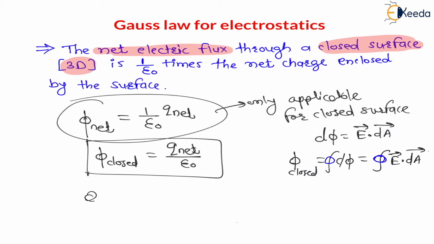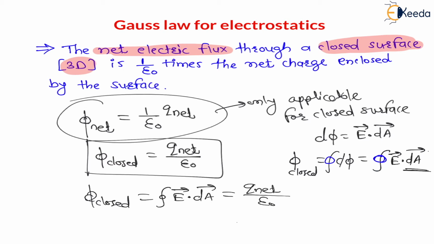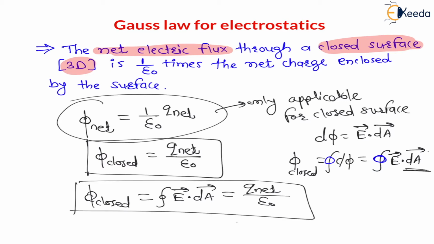Therefore simply we can say phi through the closed surface, as per mathematics, is the integration over the closed surface, it is an area integral or surface integral, E dot dA, which is nothing but Q net inside divided by epsilon naught. This is called Gauss law of electrostatics. Very very important. Now let us understand this Gauss law, or let us see the proof of this Gauss law.